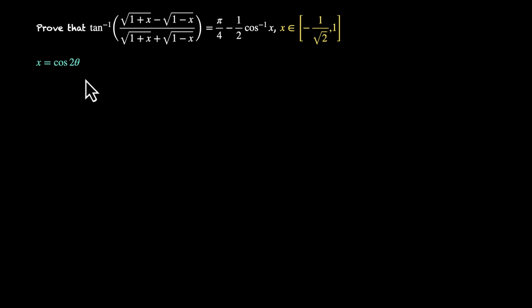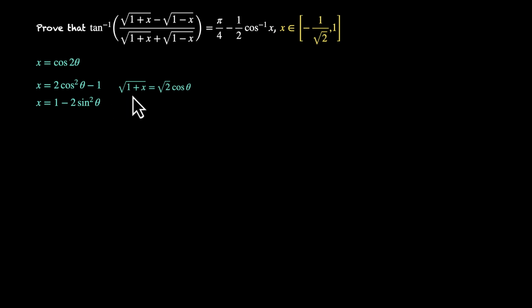X is equal to cos 2 theta. That's the substitution that we'll use. Cos 2 theta can be expanded in two ways. We can write this as 2 cos square theta minus 1 or 1 minus 2 sin square theta. Now when we use these two, we'll get 1 plus x and 1 minus x, both of them as perfect squares. 1 plus x will be 2 cos square theta. 1 minus x will be 2 sin square theta.